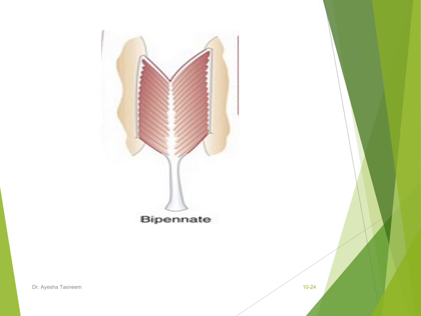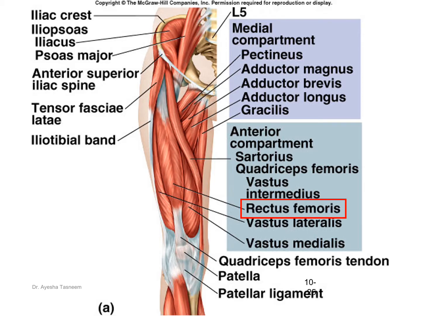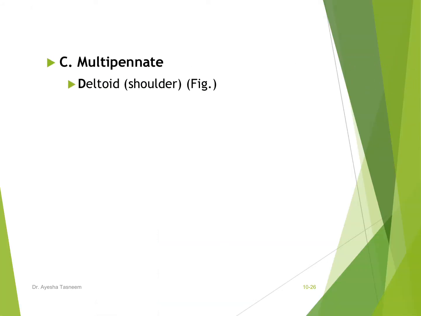Here you can see in the center there is a light area, that is the tendon, and muscles are reaching this tendon from both sides. Here rectus femoris is labeled. You can appreciate here the tendon is not very clear, but a dim line can tell you the location of the central tendon.